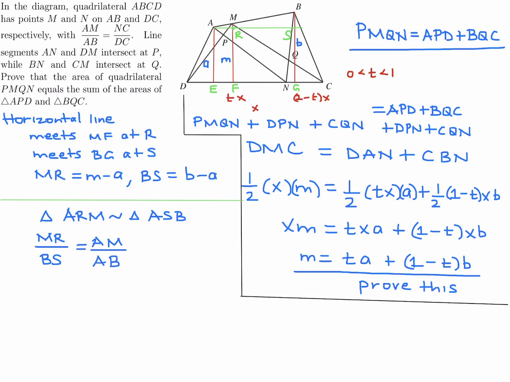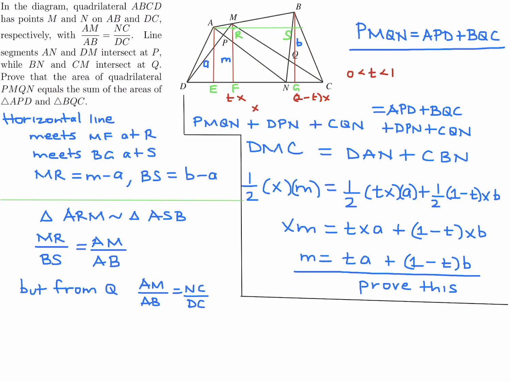All right? So that's straight from similar triangles. But from the question, we have a very important relationship that we haven't used yet. That is AM over AB is equal to NC over DC. Now you might have wondered, when is that going to come into effect?